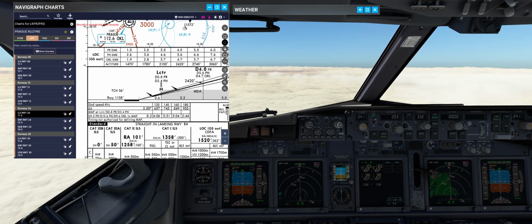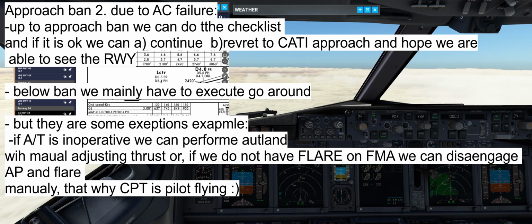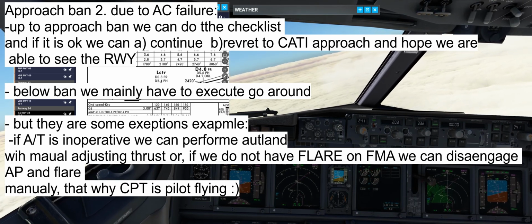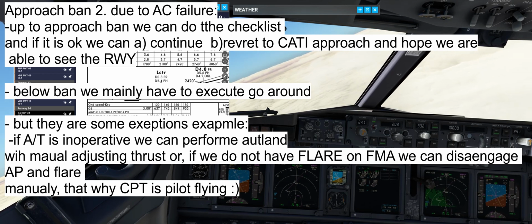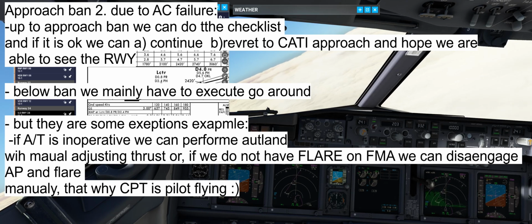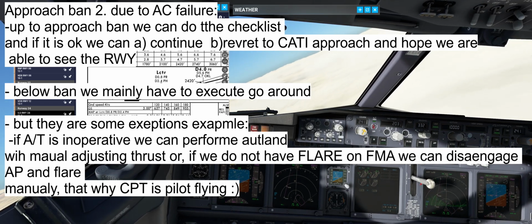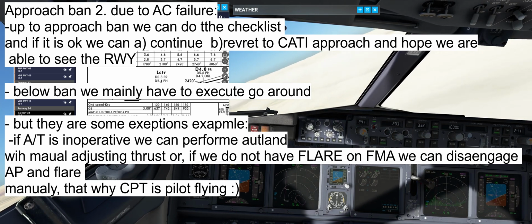Now, what is important basically is that if something happens prior to the approach ban, we have enough time to perform the non-normal checklist, evaluate the situation if we are able to land or not, and perform the go around. In case we are not able to land, we may revert to category 1 and go to CAT 1 minima, and if we don't see the runway within CAT 1 minima, we execute the go around. So this is what we are going to do before the approach ban with some inoperative systems within the airplane. After the approach ban, basically anything that happens, we perform the go around.